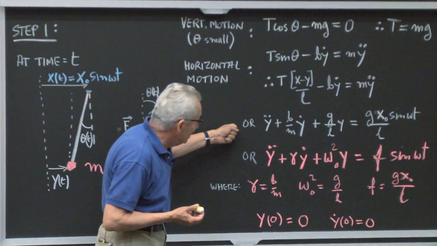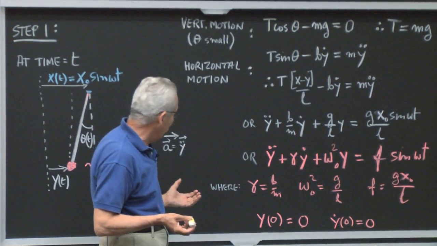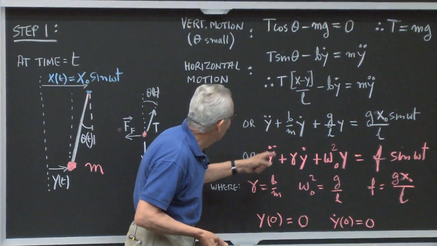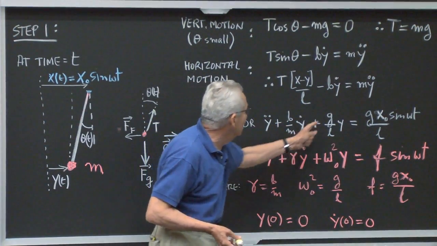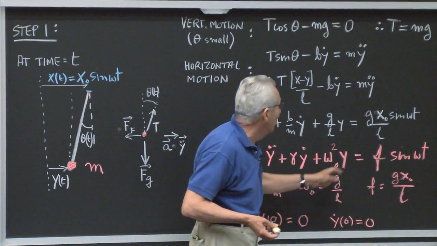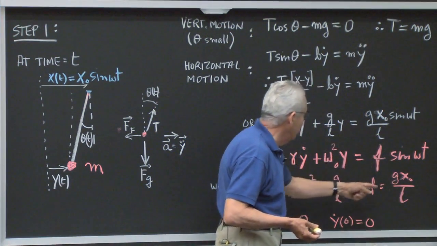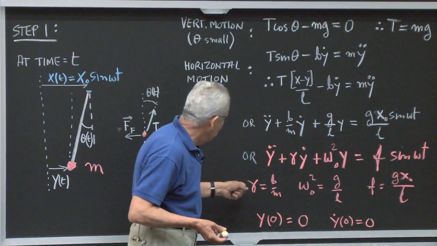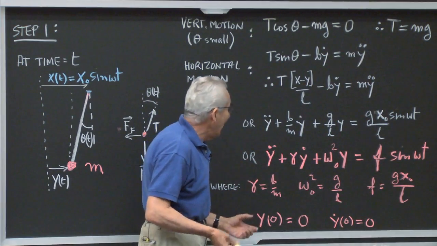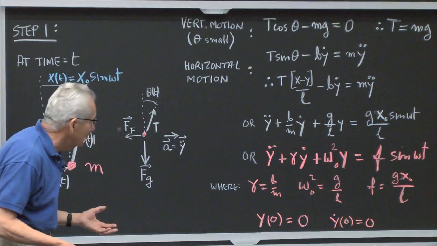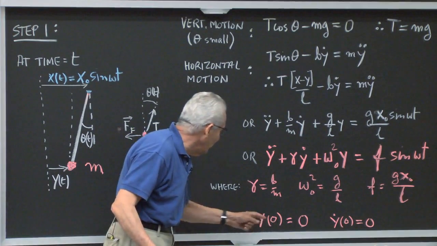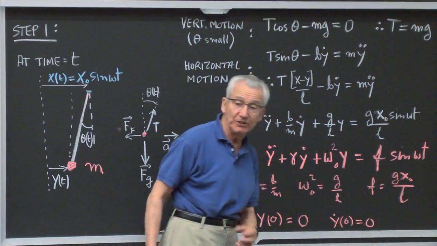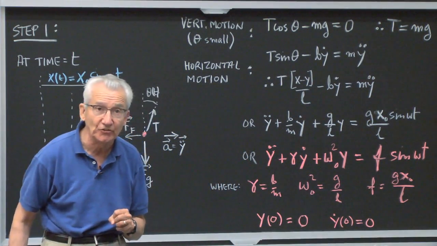So rewriting this in terms of constants, which I like, I do the same as before. I define this b over m as gamma, this g over L as omega 0 squared, this thing here as f, right? And I end up with this equation, where the constants are here, and the initial conditions are that the position of this mass at time 0 was 0, and that its velocity was 0. You remember, I considered the mass being stationary. Okay?